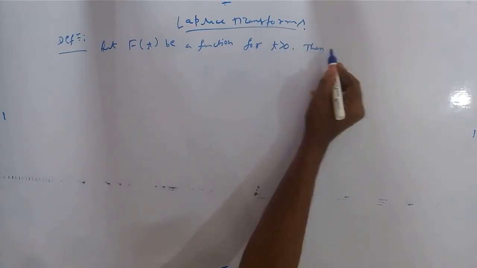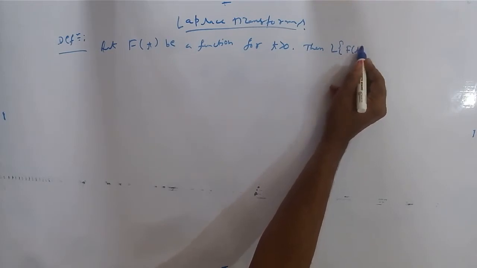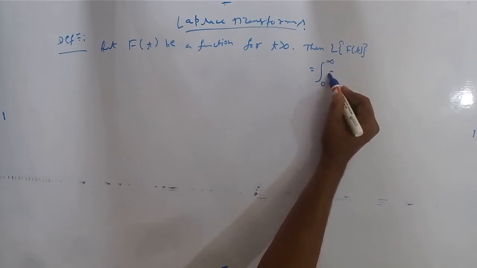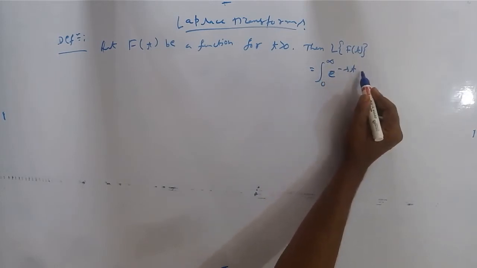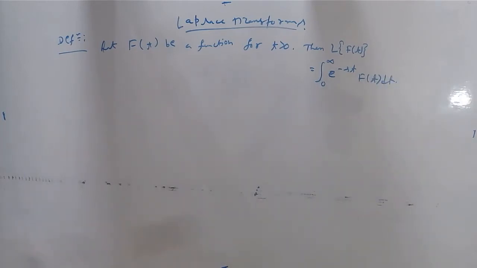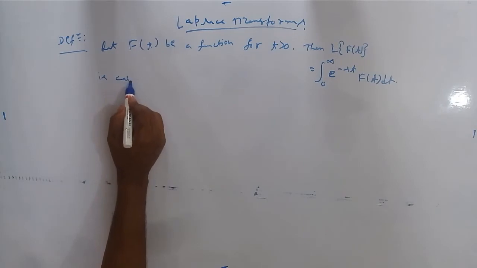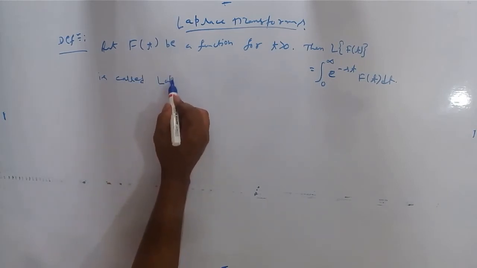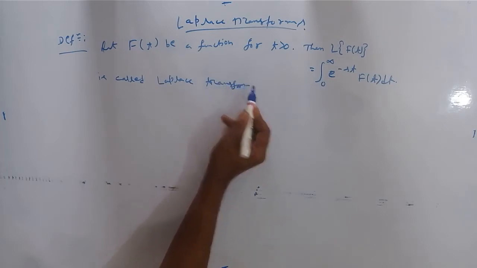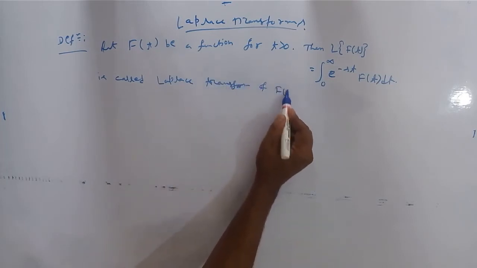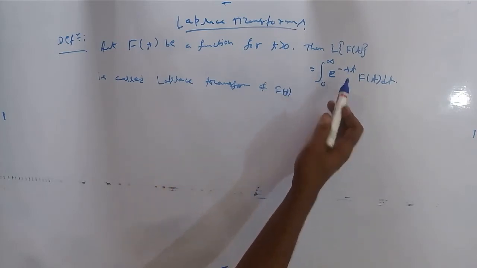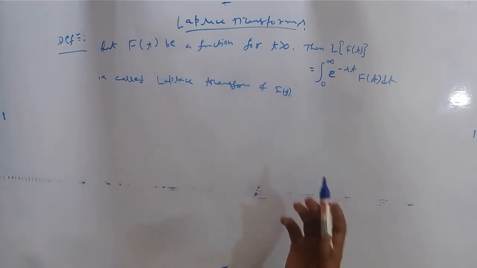Then L of f(t) equal to the integration from 0 to infinity of e to the power minus st f(t) dt is called the Laplace transform of f(t), where the parameter s is positive and real. In some books you can find the parameter written as p.